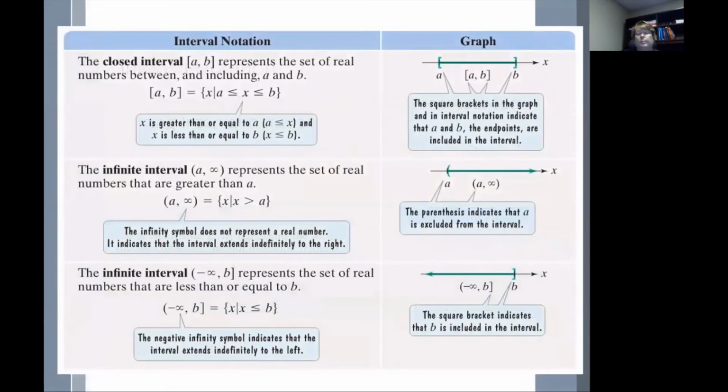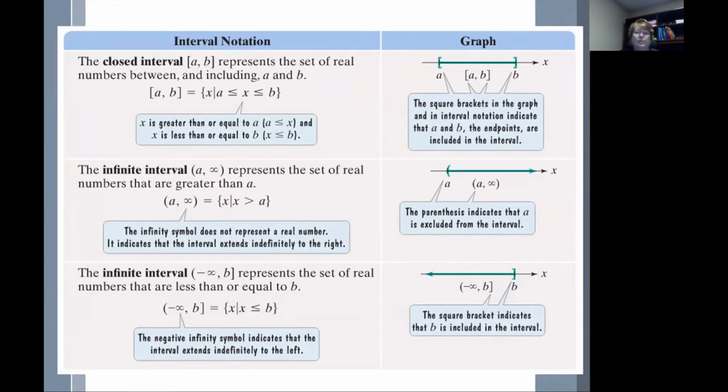The closed interval, bracket A, comma, B, bracket, represents the set of real numbers between and including A and B. So A and B are included in the interval. Bracket A, comma, B, bracket is read, the set of all x such that x is greater than or equal to A and less than or equal to B. The way you would graph this is you would have a bracket at A, a bracket at B, and you draw a line in between those numbers. So it's all the numbers between A and B, including A and B. A and B are included in the interval.